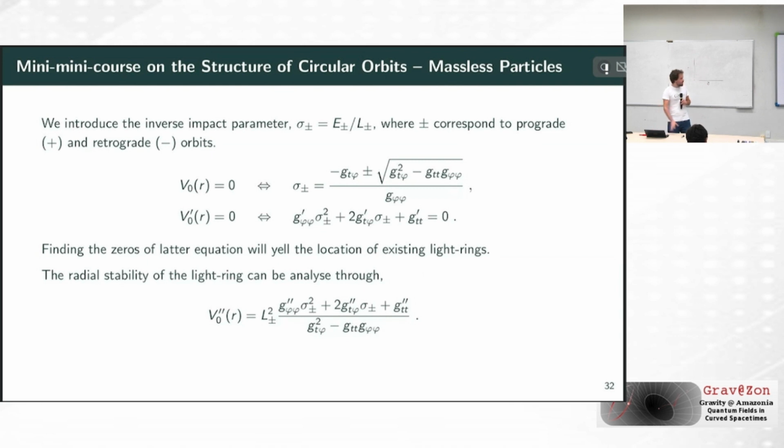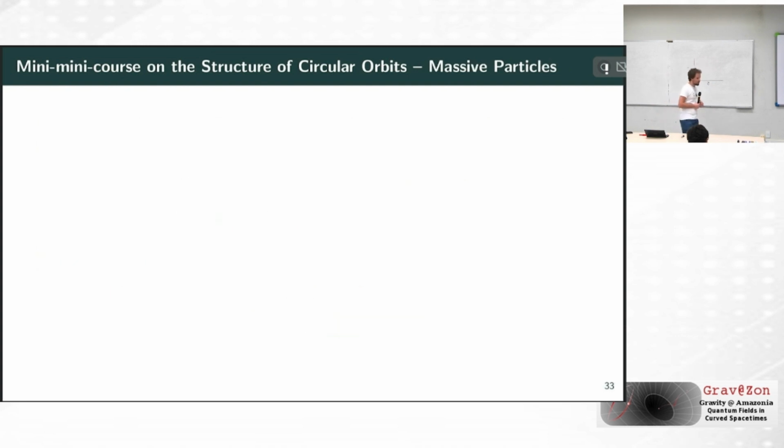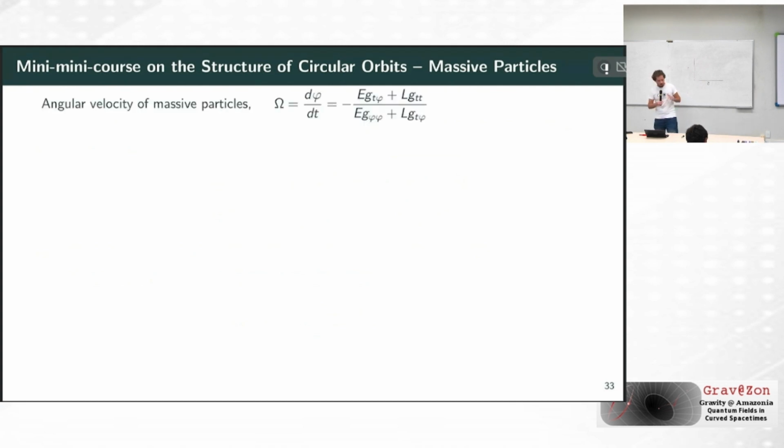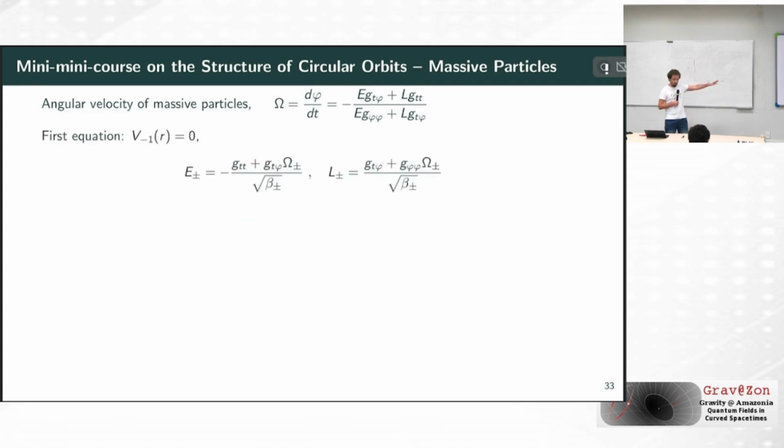So for the light rings, the only thing you have to do is essentially this. For the massive case, the time-like particles, it's a bit trickier, but you can also do the same. In order to simplify the equations, you can introduce the angular velocity of the time-like particle on a circular orbit. And with this equation and the first equation, so potential equal to 0, you can find the energy and the angular momentum of the time-like particle.